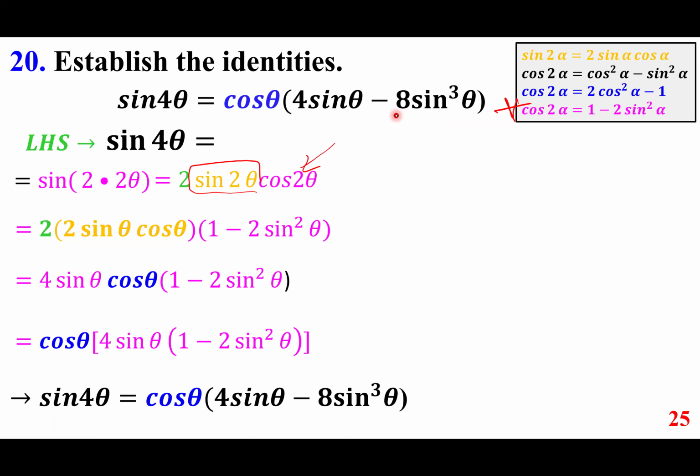In this case, I can use the right-hand side. First thing first, I'm going to take out the common factor of 4 sine theta from the parentheses. If I take it out, cosine remains, 4 sine theta times 1 minus 2 sine squared.